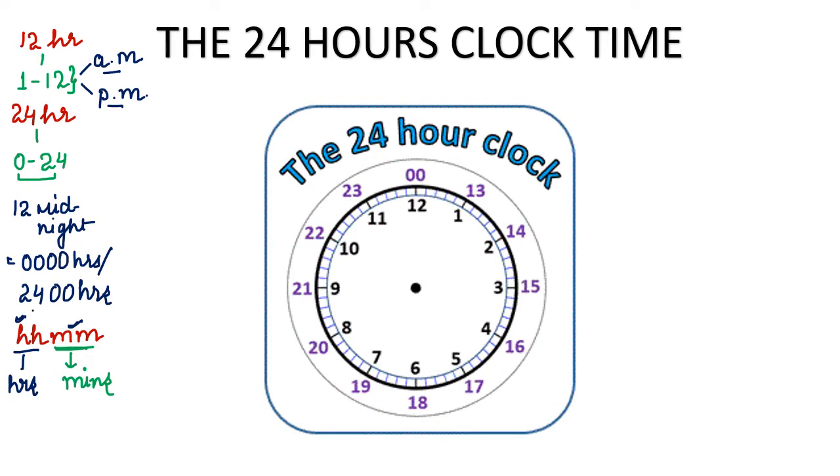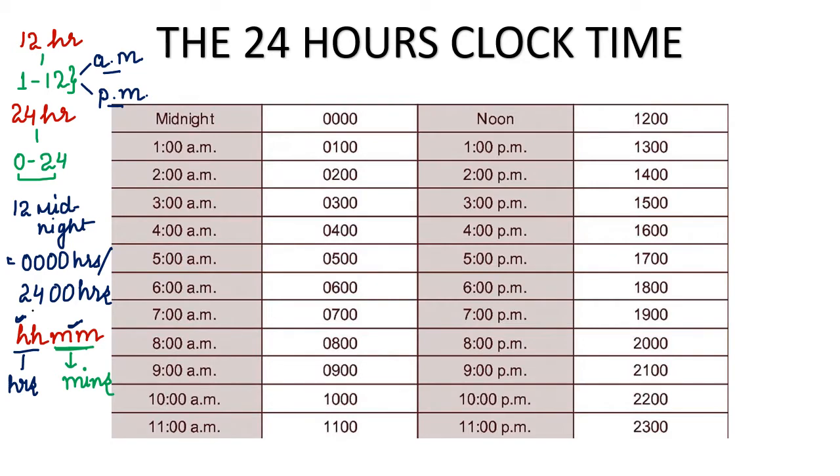Now after 12 midnight, we write 0000 hours. After that, when we get 1 AM, in the 24-hour clock we write it as 0100 hours. Then 2 AM is written as 0200 hours, and so on up to 12 noon. 12 noon is written as 1200 hours.